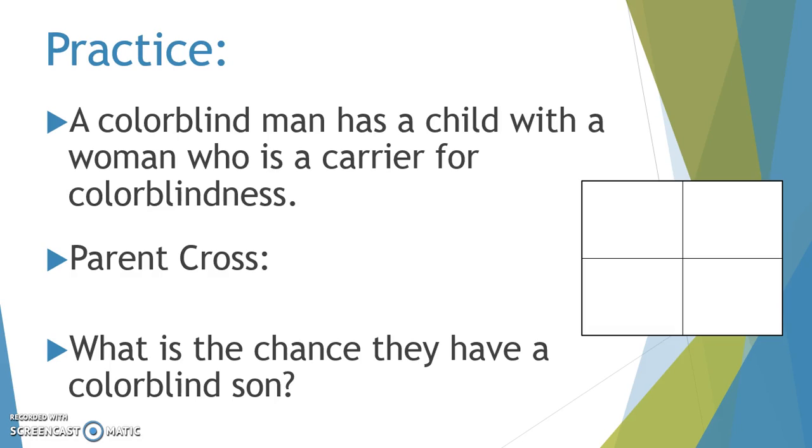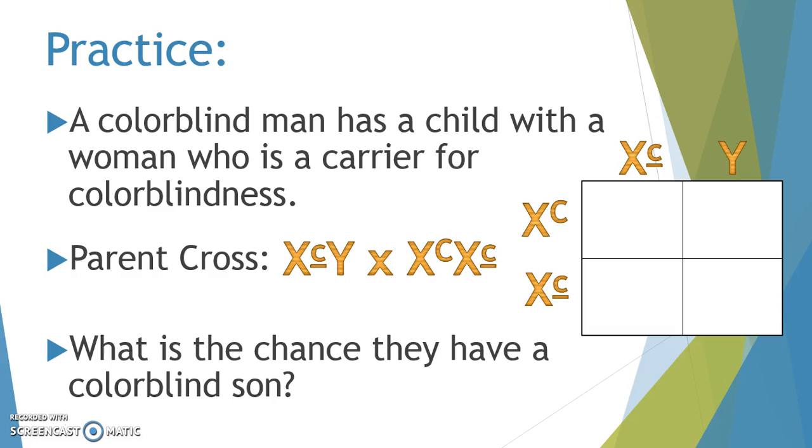So let's look at a practice. A colorblind man has a child with a woman who is a carrier for color blindness. So we know that the parent cross, if you are male and colorblind, you have to be X with a lowercase c. Notice I use the underline function in order to differentiate between the capital and the lowercase. So there's my male genotype, and my female is a carrier, so she's heterozygous. I'll put my male, his alleles across the top, and my female down the side, and I cross them.